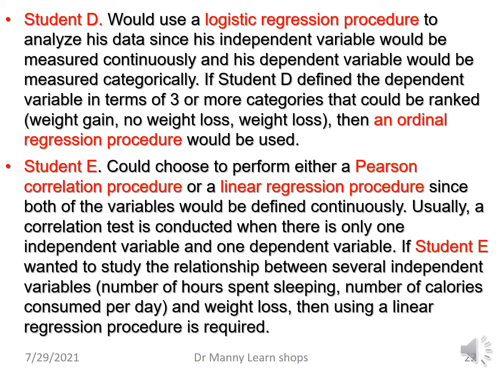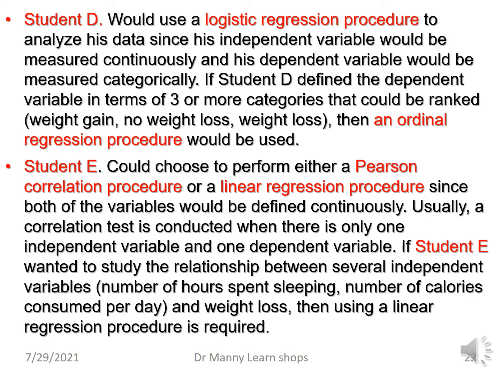Student D could use logistic regression procedure to analyse his data, since his independent variable would be measured continuously and his dependent variable would be measured categorically. If student D defined the dependent variable in terms of 3 or more categories that could be ranked, such as weight gain, no change, weight loss, then an ordinal regression procedure would be used.